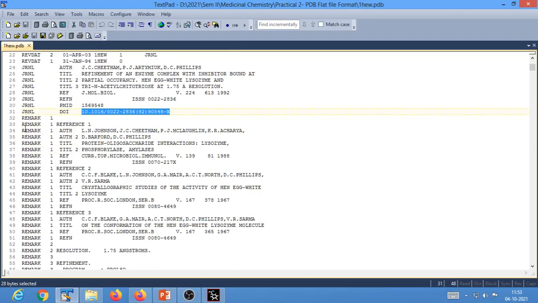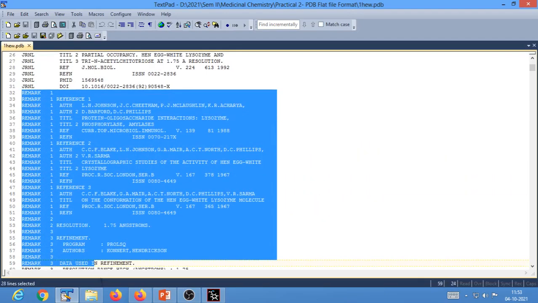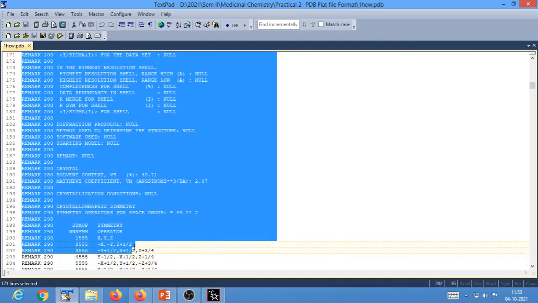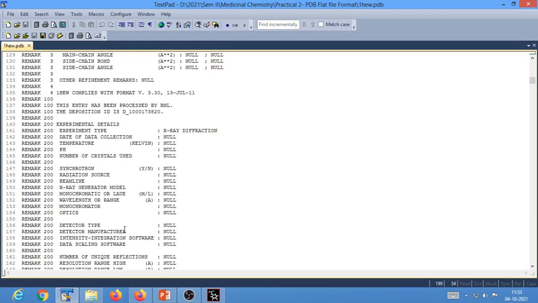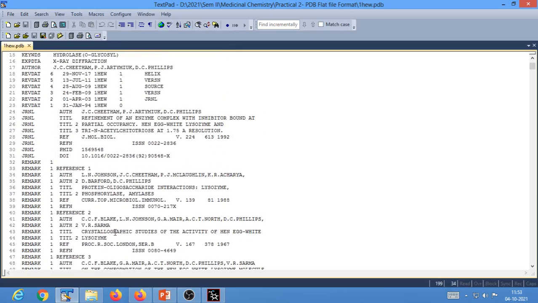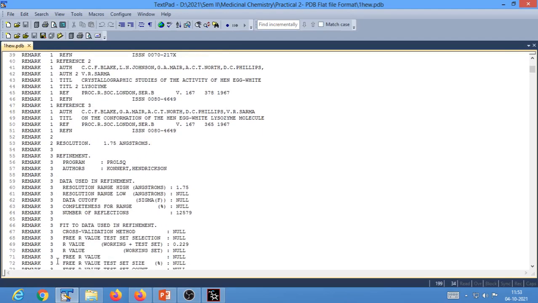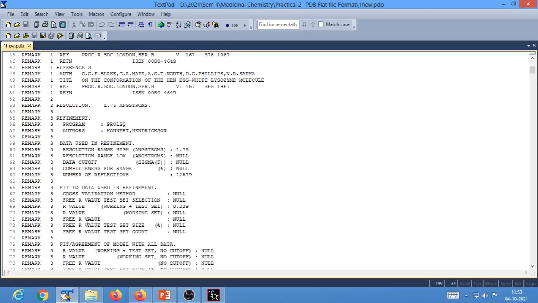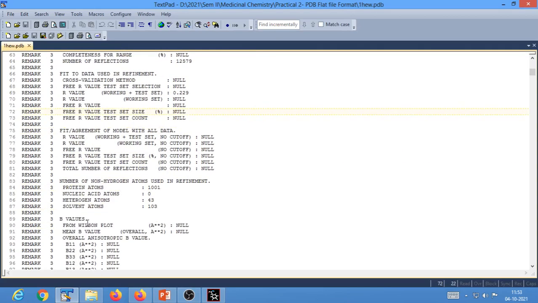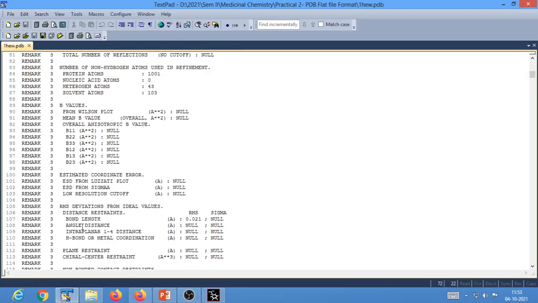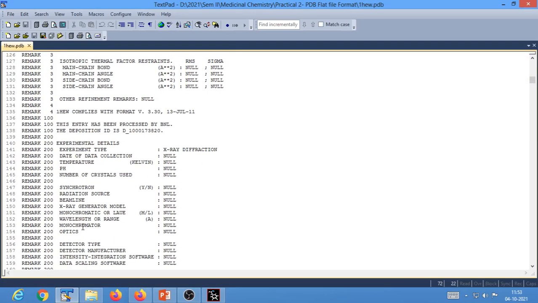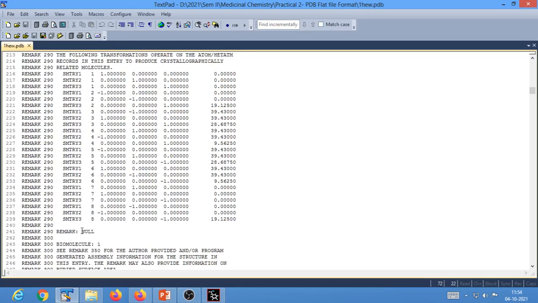Then you have a very big chunk of the REMARK lines. I won't go into more details of what remarks might be there. It is completely dependent on what remarks the author wants to give. So remark lines are usually given to share the experimental observations, like how they calculated the R value, R free value, for example what was the size of the crystal, and what was the type of the crystal, and so on and so forth. We won't go into more details of this remark, right?